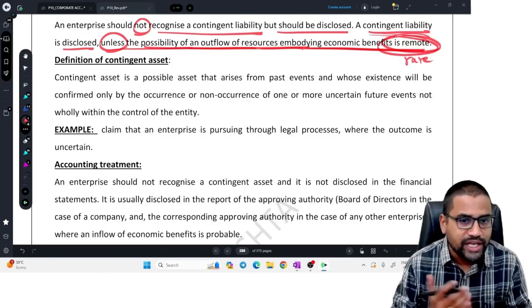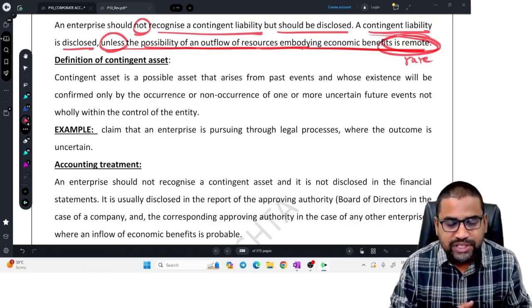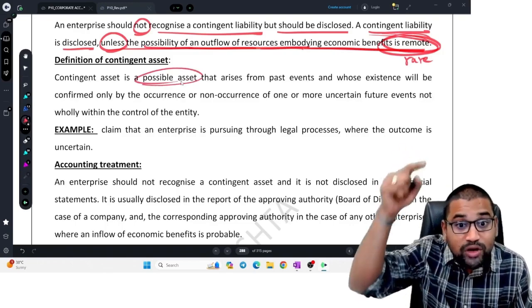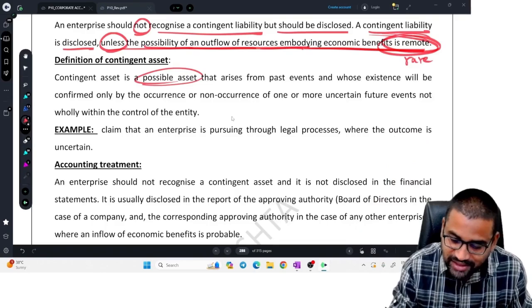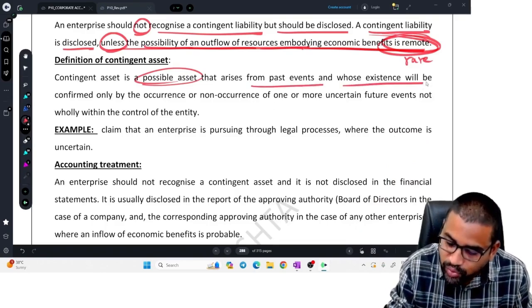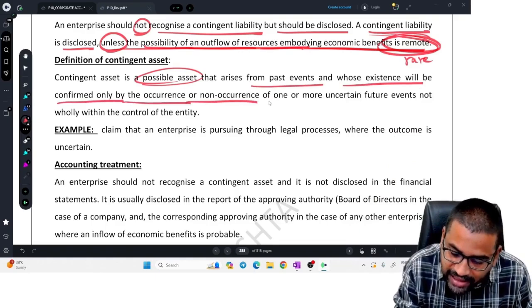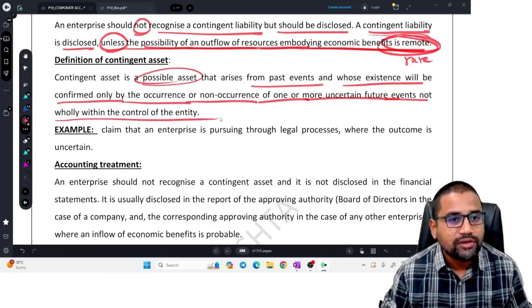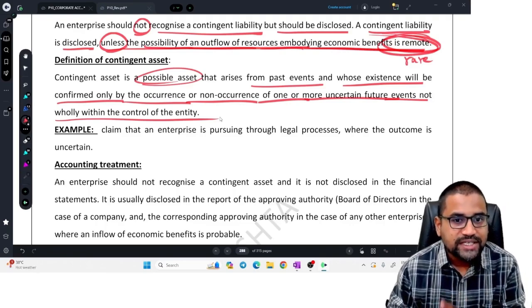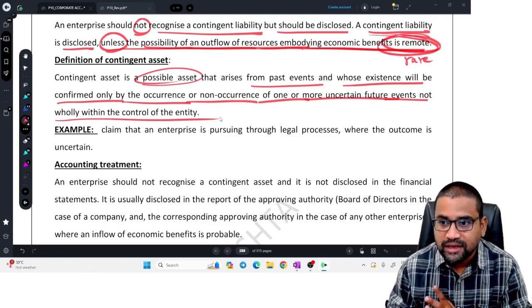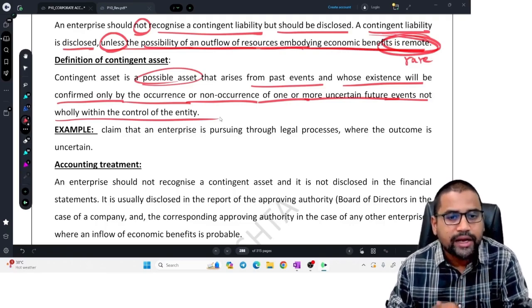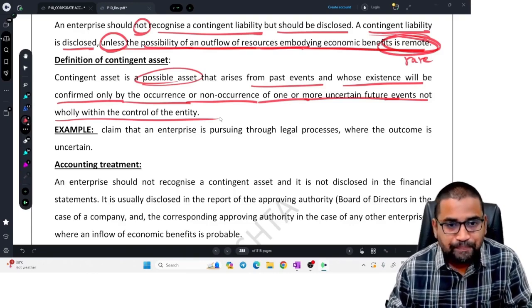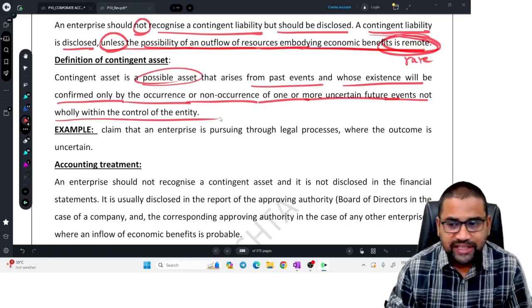As of now, nobody knows anything. The lawyer said 50% chances. So a contingent asset is a possible asset. There, a possible obligation; here, a possible asset, that arises from past events, whose existence will be confirmed only by the occurrence or non-occurrence of one or more uncertain future events, not wholly within the control of the entity. So this contingent asset is a possible asset, the existence of which is confirmed by the occurrence or non-occurrence of one or more uncertain future events which are not in our control. For example, we entered a contract with another party.